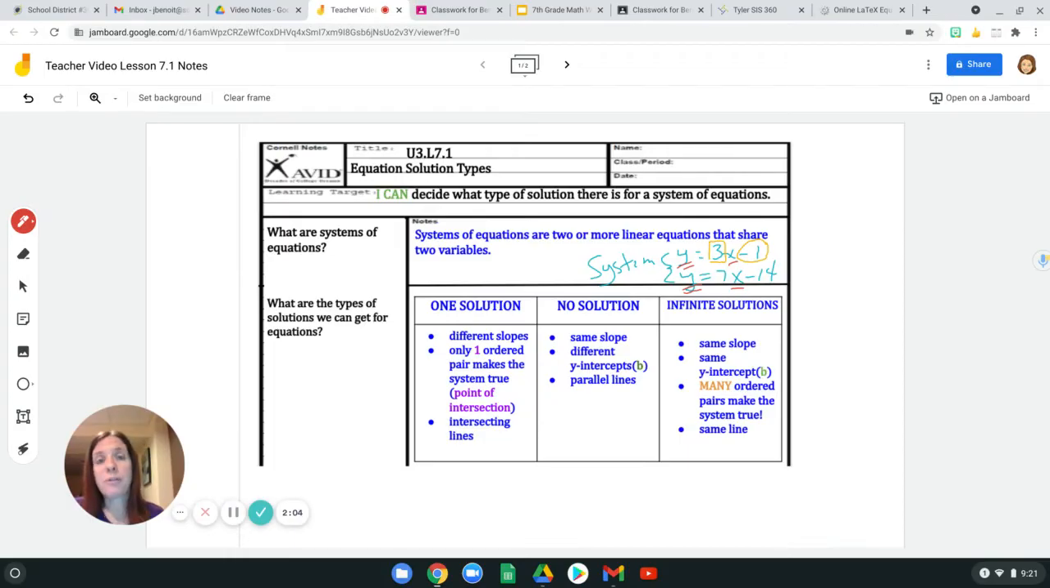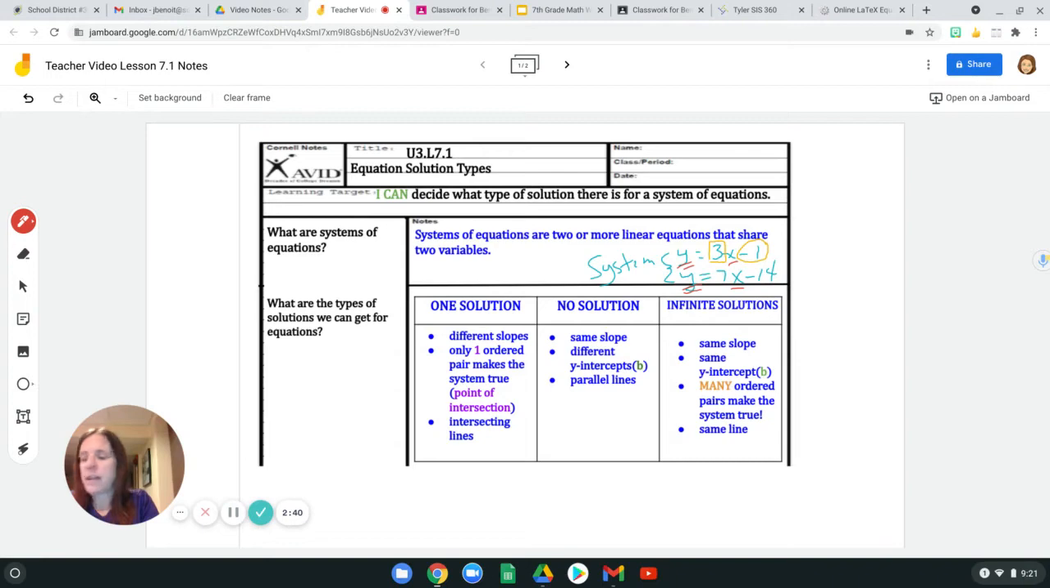That makes a system. Now, we had talked about this second question a while ago, so I just want to remind you that there are three types of solutions that we can get from equations. We can get one solution where the equations would have different slopes. Only one ordered pair makes the system true. So there's one point of intersection where these lines cross, and they are intersecting lines. Get these 3 points written down in the one solution column of this chart.